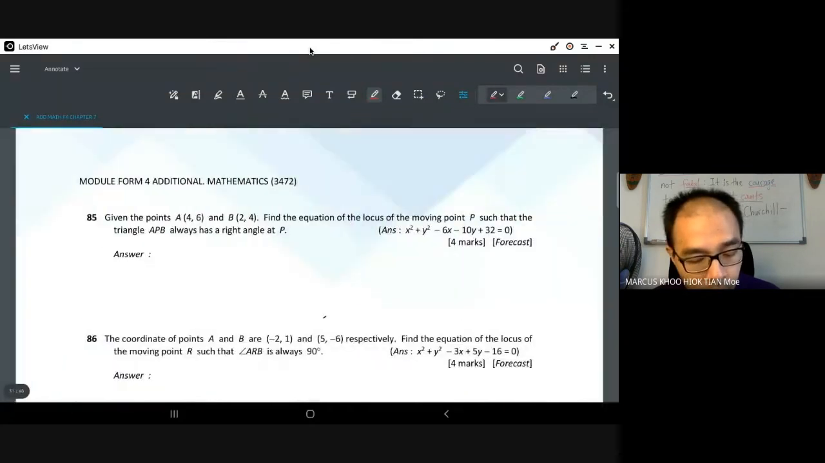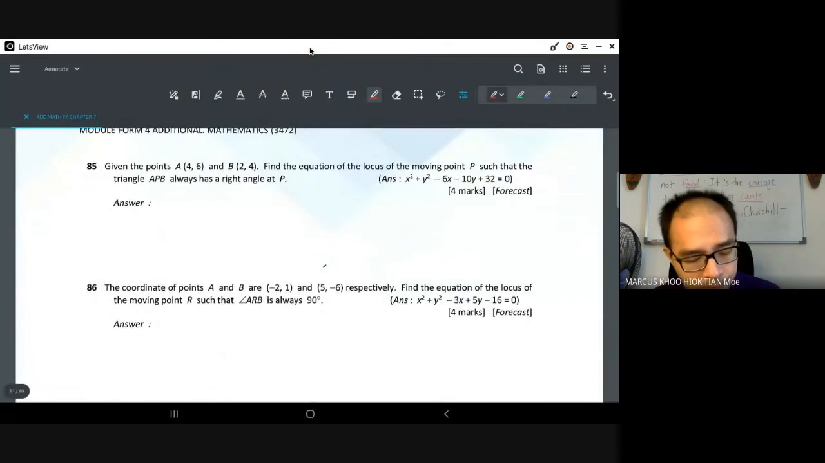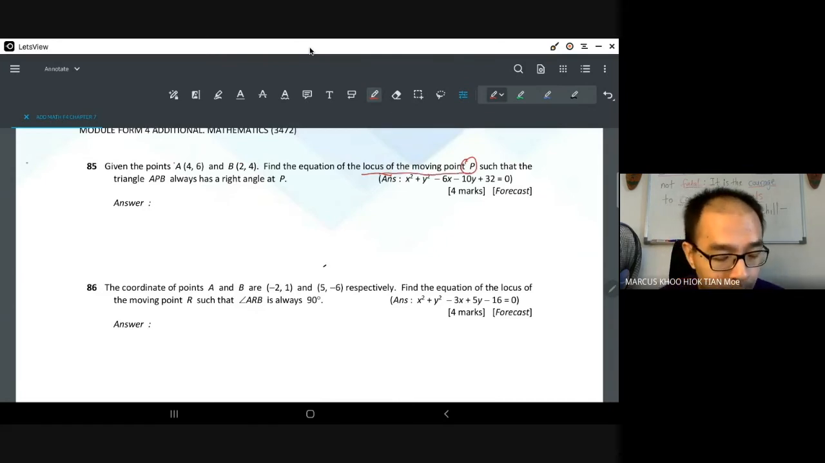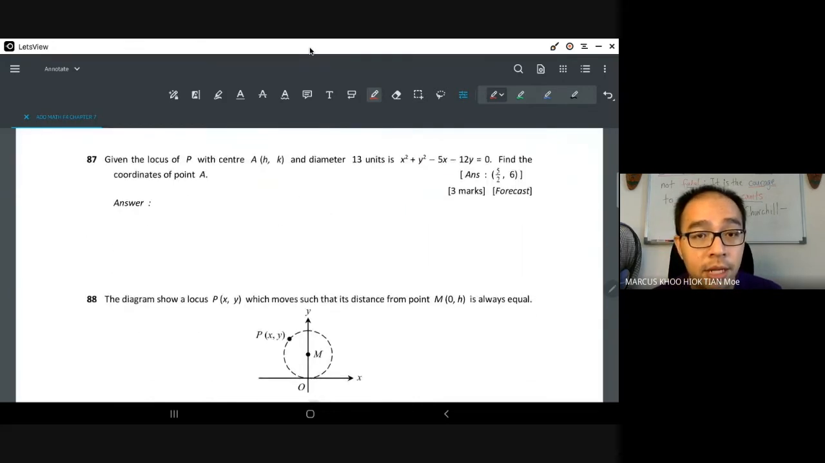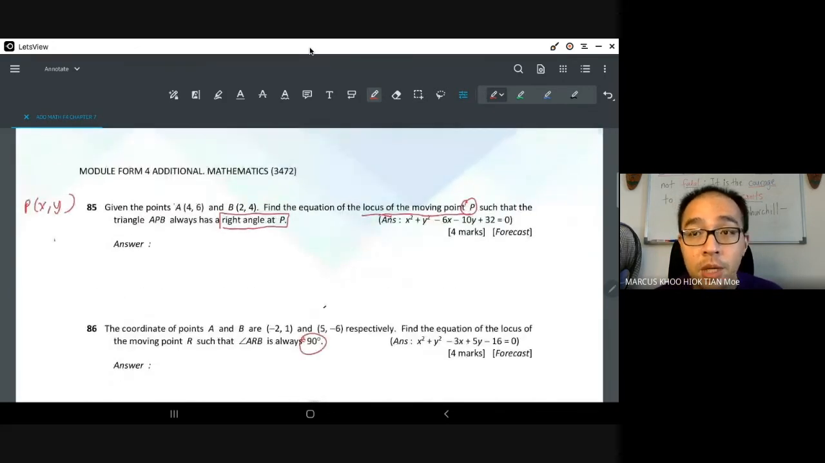Okay, but let's continue. I want to answer another question now. Given the points A and B, find the equation of the locus of the moving point P. Therefore, P is the locus, X and Y. We're not interested in the coordinates. We just know that it's moving, so we just call it X and Y. But now we are seeing this word right angle, this 90 degree. This question is about the same, 85 and 86.